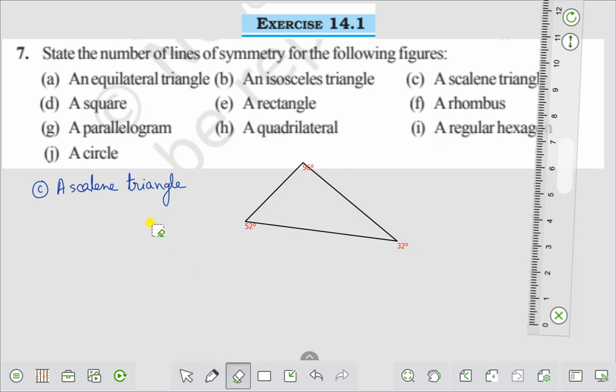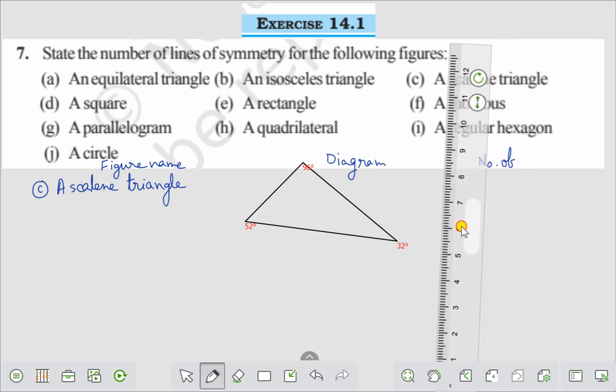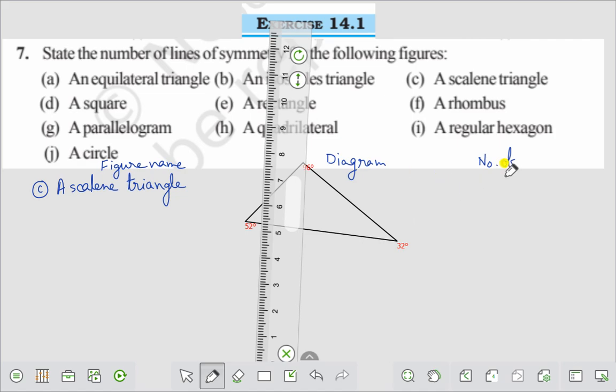This is the figure's name. It is the diagram of the figure. Here the number of lines of symmetry. Number of lines of symmetry is equal to 0 for a scalene triangle, right?